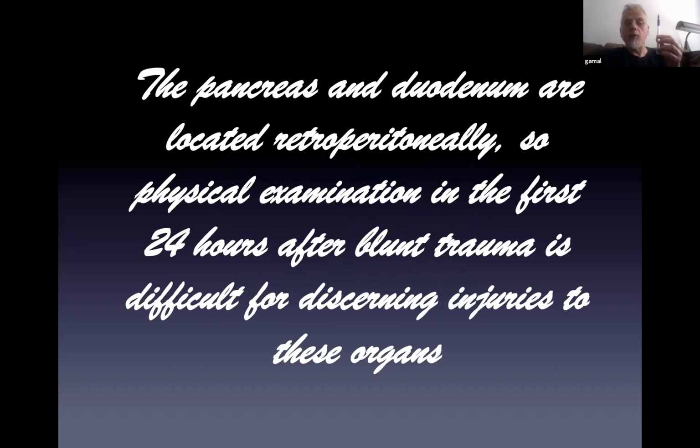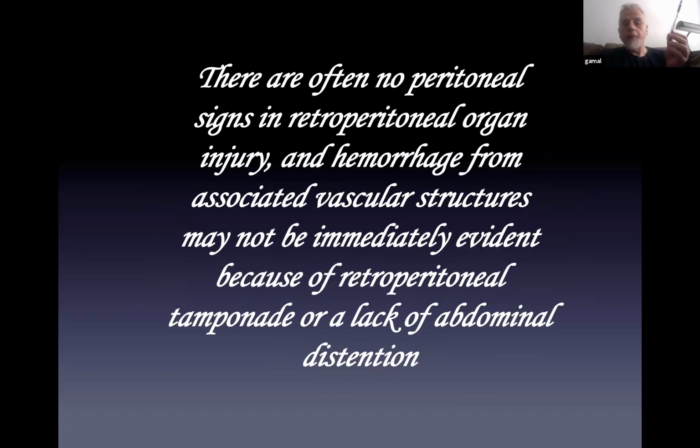The pancreas and duodenum are located retroperitoneally, so physical examination in the first 24 hours may be very deceptive. Please remember this slide, guys. Physical examination may be very deceptive early on. These are retroperitoneal structures. Don't expect major signs. No peritoneal signs in the retroperitoneal organs. The same thing, even hemorrhage may be tamponaded in the retroperitoneum, and it may not give you major hemodynamic instability. Do you see how deceptive these injuries are? Think about them as long as the mechanism is consistent with these injuries.